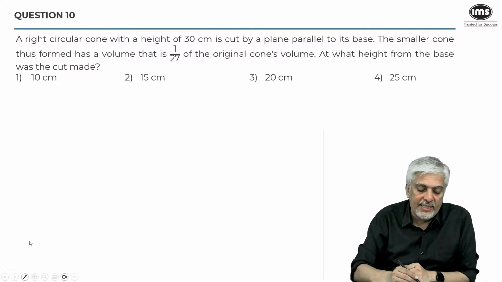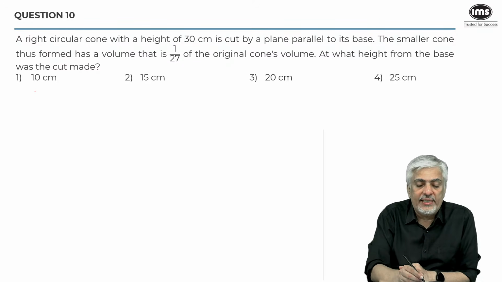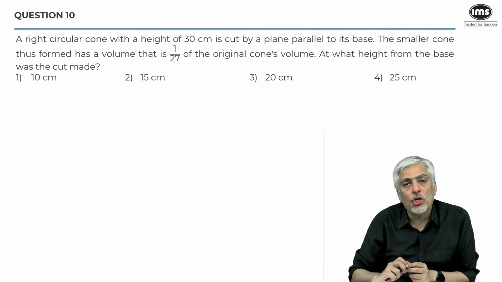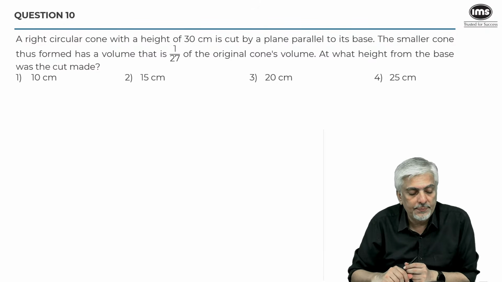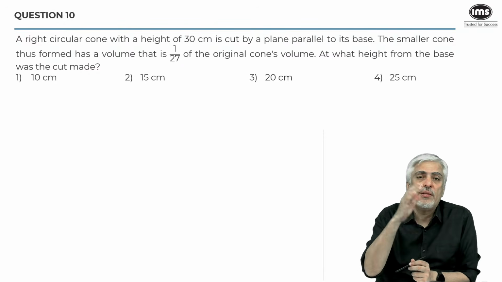Somebody was saying CAT does not repeat types of question. This type of question CAT must have repeated at least 5 times. Any type of triangle, not only isosceles triangle. It is true for any type of triangle. Any type of trapezium, I mean, not triangle, sorry.